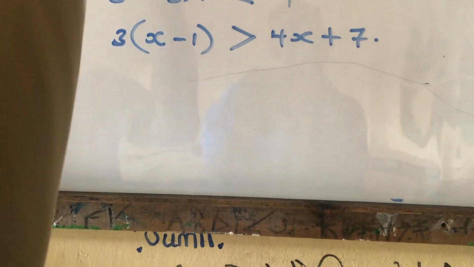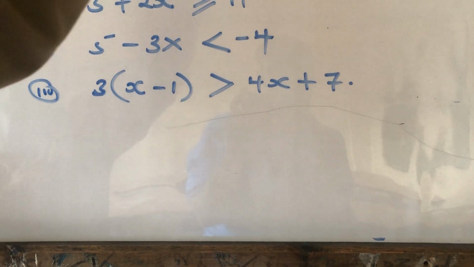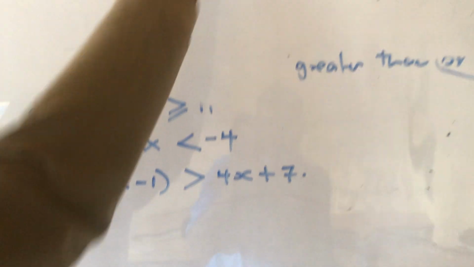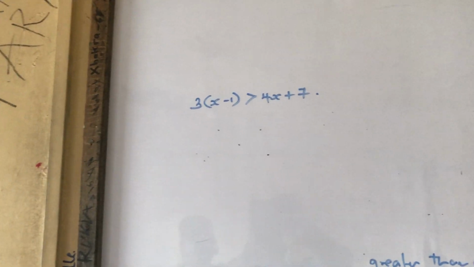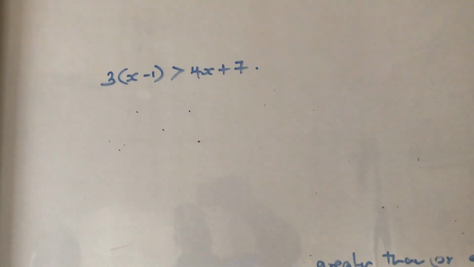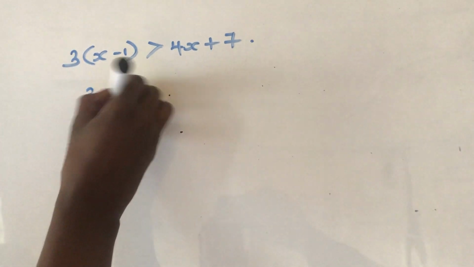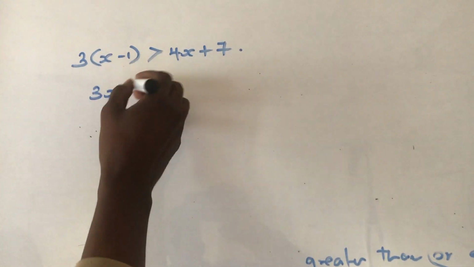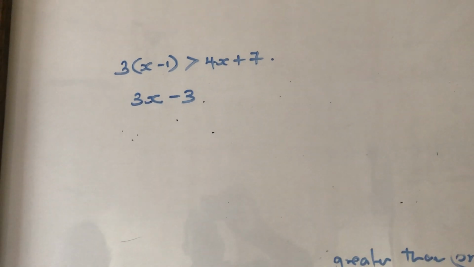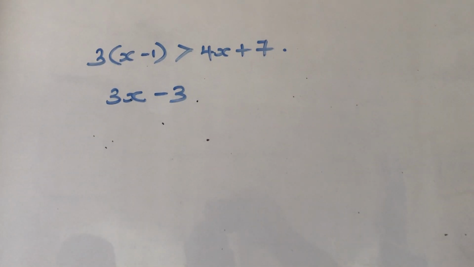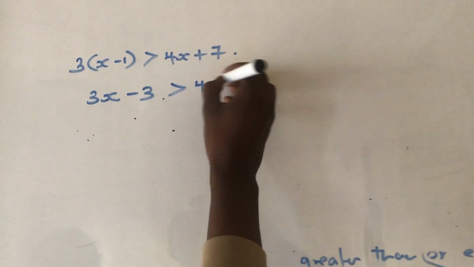We have 3 into bracket x minus 1 is greater than 4x plus 7. You are again required to solve that inequality. What will be 3 times x? That will be 3x. 3 times negative 1 should give me negative 3. You are strongly advised to start by breaking the bracket. Is greater than 4x plus 7.